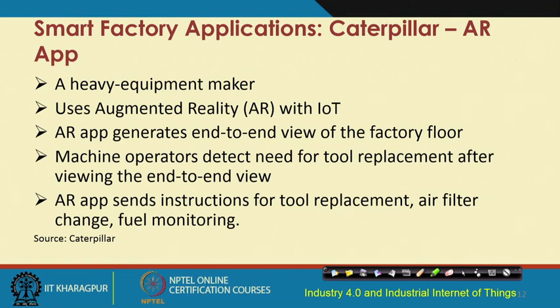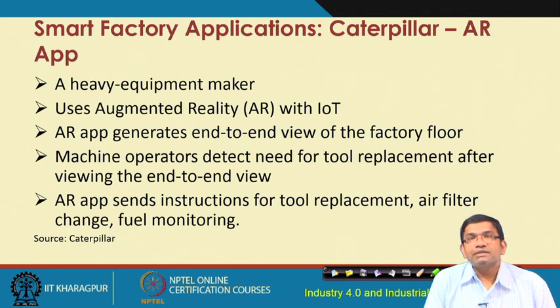Caterpillar has an AR app, an augmented reality app, which is integrated with IIoT. Caterpillar, as you know, is a heavy equipment maker, and they have come up with an augmented reality app that generates an end-to-end view of the factory floor. Machine operators can detect the need for tool replacement whenever it is required after viewing this end-to-end view through the AR app. The AR app sends instructions for things like tool replacement, air filter change, fuel monitoring and so on.